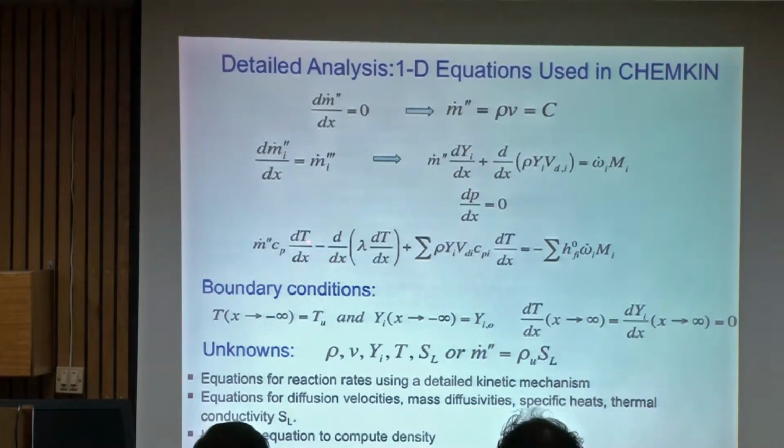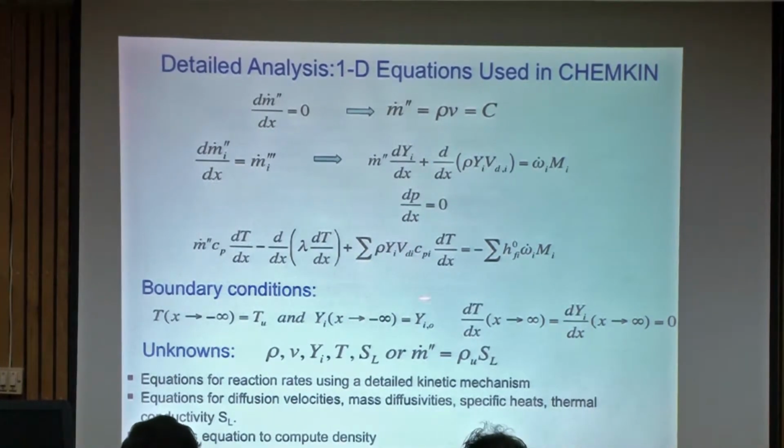And then the energy equation in terms of temperature. Now here we have the species diffusion term. So this is the conduction. This is the diffusion of heat due to species diffusion. And then of course is the rate of heat release due to chemical reaction. So you solve these equations together using these boundary conditions.